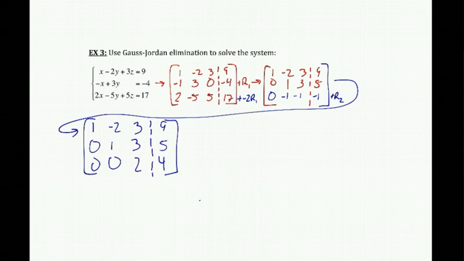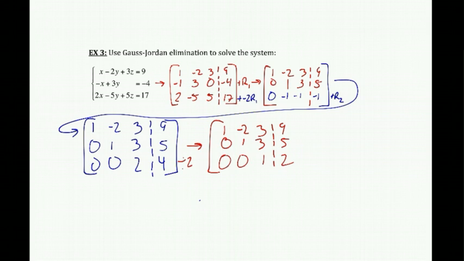Now looking at the last one, we got 0, 0, 2, 4. If we just divide everything in that row by 2, it's going to make it nice and clean. We'll have 1, -2, 3, and then on the constant side, 9. Didn't change that row. We're not changing row 2 this round, but we are dividing everything in row 3 by 2. So we got 0, 0, 1, and 2. So essentially we already have z equals 2 solved.